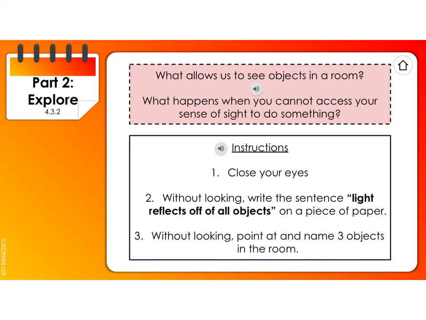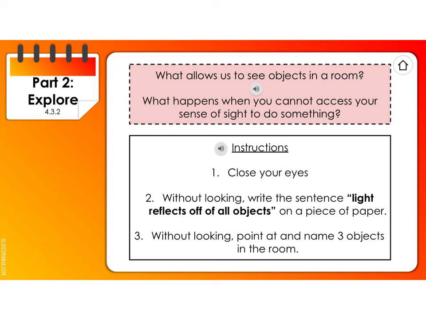I'm thinking about what it allows us to see the objects in a room, and what happens when you cannot access your sense of sight to do something. So what I want you to do is get a piece of paper and a pencil. You're going to close your eyes, and without looking, so your eyes are closed, you're going to write the sentence, light reflects off of all objects, on that piece of paper.